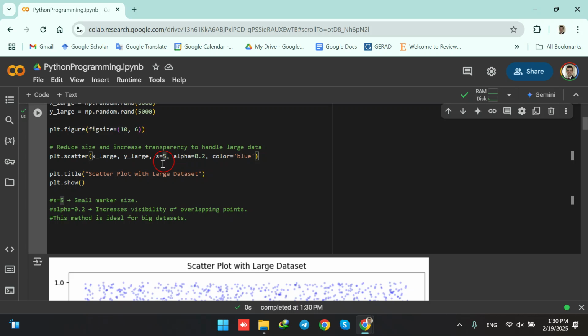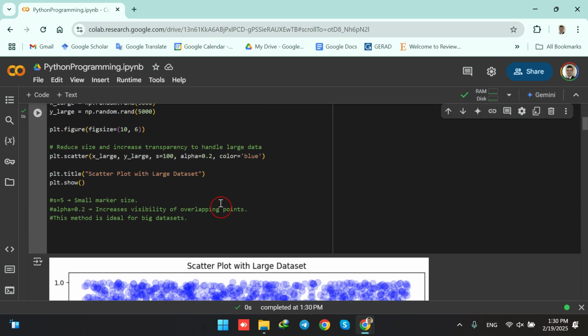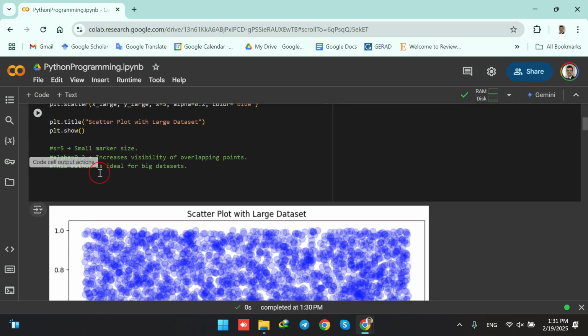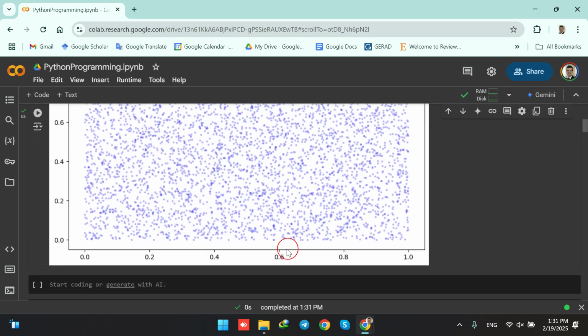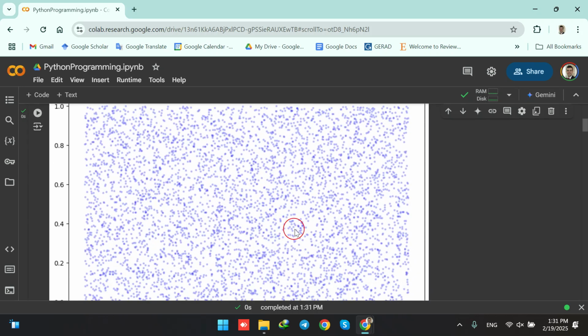If I have a size that is big, it's not very nice. You see, you cannot understand anything from this figure. It's not beautiful. But if we have the size that is small, it's much easier to work with the figure. So you see that, okay, I can see points in different places. This place is, for example, empty. This place is empty.